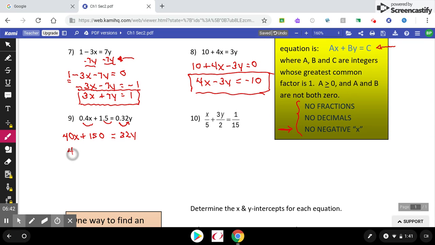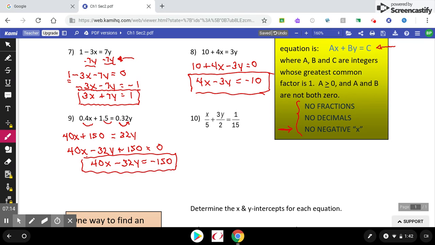So again, I'd like to see you do one step at a time here. I want 32 on the left side. He was positive. I moved him. Now he's negative. I want the x and the y together, which I got. I want the 150 on the other side. Switch a sign, and I got them. Positive x term, no fractions, no decimals. That's called standard form.